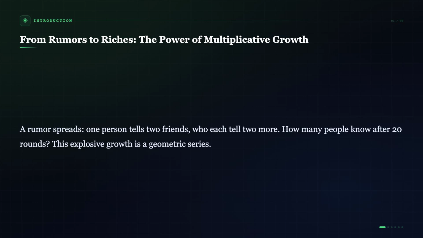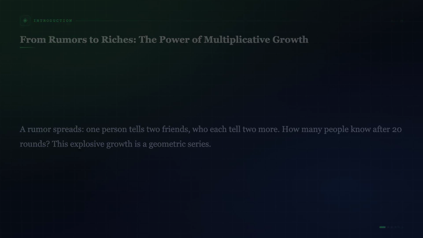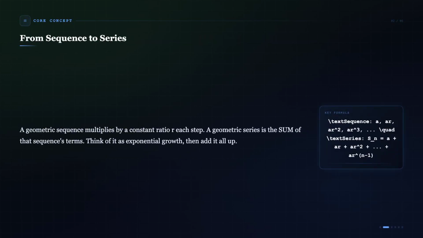A geometric series is simply the sum of the terms in a geometric sequence. So if our sequence is 3, 6, 12, 24, then the corresponding series is 3 plus 6 plus 12 plus 24. Adding them up term by term is fine for a short series. But what if you had to add the first 20 terms, or the first 100? Doing that one by one would be incredibly tedious. This is why we have a beautiful and powerful formula to find the sum directly.